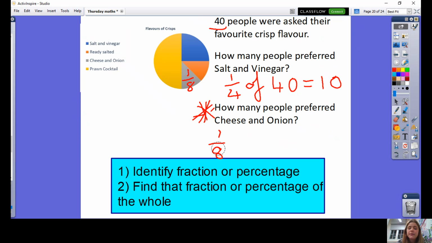The second part then is to find the fractional percentage of the whole. We're looking for 1/8 of 40. 40 divided by 8 is equal to 5. So you can see there's just a second step added on here. Just like before, we find the fraction of the amount, which we could do already. Then you need to add on your of the whole.